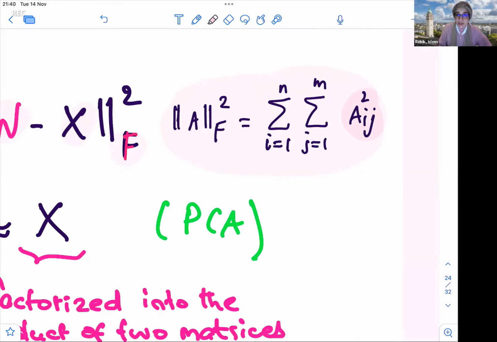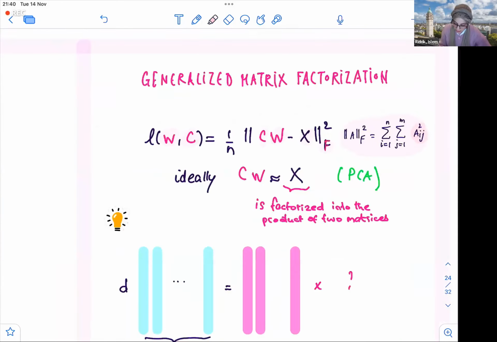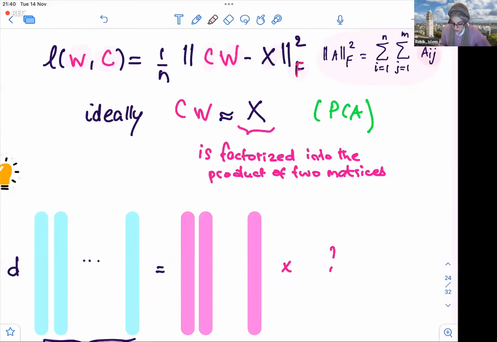It's actually the squared Euclidean distance, basically, right? Using the L2 norm, it's the generalization of Euclidean distance to matrices, or the Euclidean norm. And ideally, we want CW to be equal to X. So X is factorized into a product of two matrices.